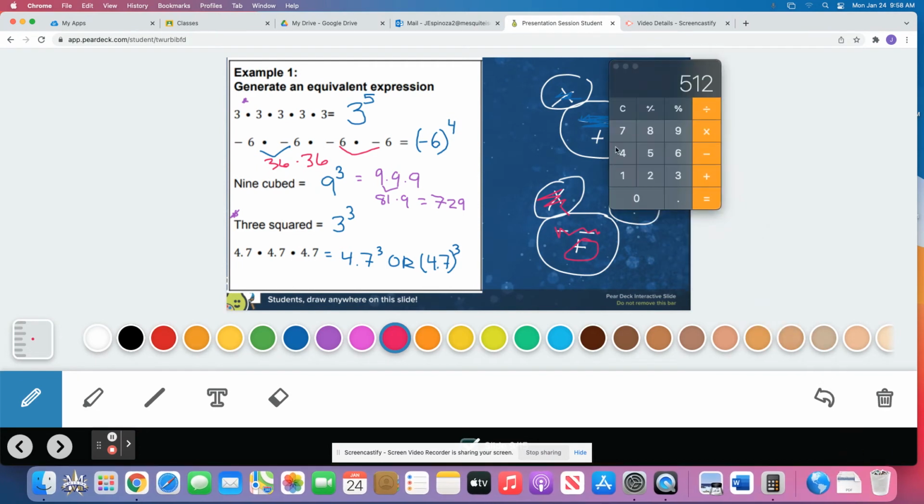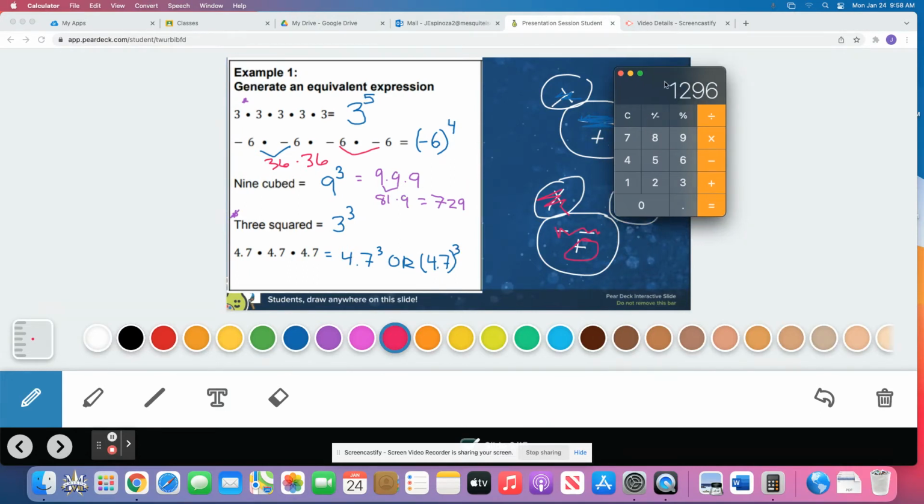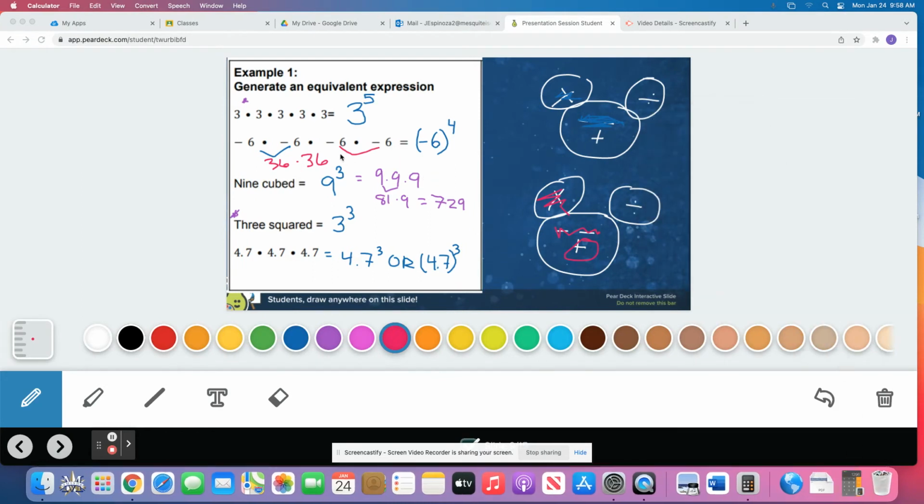And then now with my calculator, I'm going to do 36 times 36. And that should give me 1,296. So 1,296. Okay, so notice to the power of 4, my answer is going to be positive.